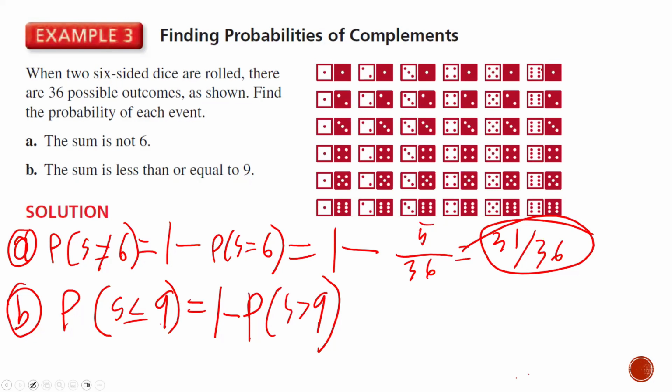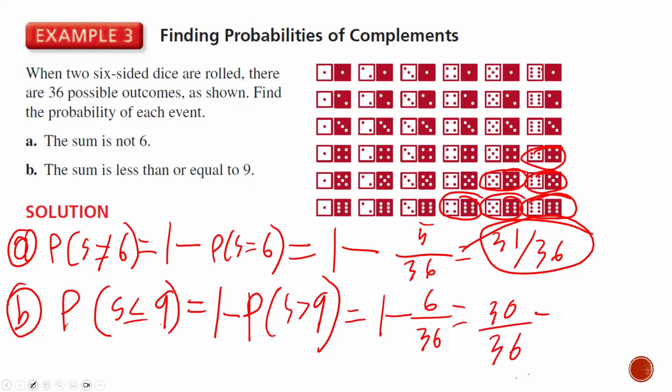So let's look at this. If it's going to be more than 9, the smallest it could be is 10. I see 3 possibilities for 10, 2 for 11, and 1 for 12. So this would be 6 out of 36, which reduces to 5 out of 6. Any questions here? This should be fairly straightforward.